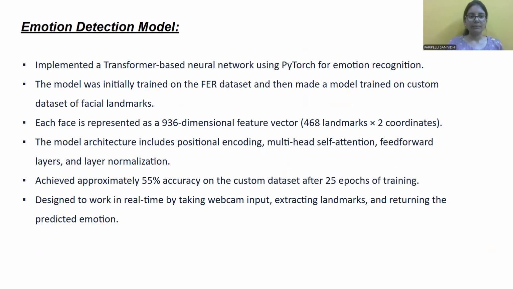For emotion detection, we implemented a transformer-based neural network using PyTorch for emotion recognition. The model was initially trained on a facial expression recognition dataset, and then we made a model trained on a custom dataset of facial landmarks. Each face is represented as a 936-dimensional feature vector. The model architecture includes positional encoding, multi-head self-attention, feed-forward layers, and layer normalization. We achieved 55% accuracy on the custom dataset after 25 approaches of training. It is designed to work in real time by taking webcam input, extracting landmarks, and returning the predicted emotion.